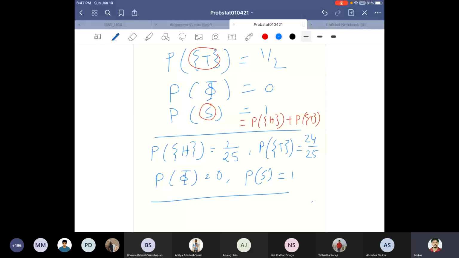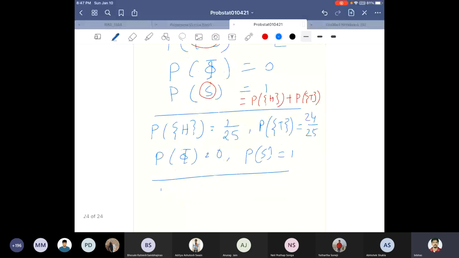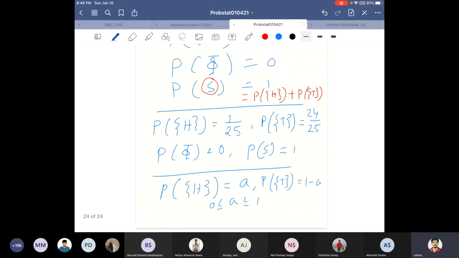Like maybe in a general setup for this simple example, you can consider the probability of H to be some value A, which lies between 0 and 1. And then the probability of T you can define to be the remaining part, which is 1 minus A, where A is between 0 and 1, whatever number you want to define. And then, of course, the probability of the null set is already defined.